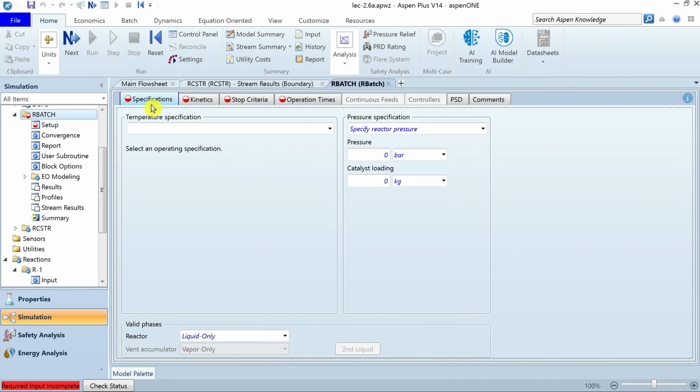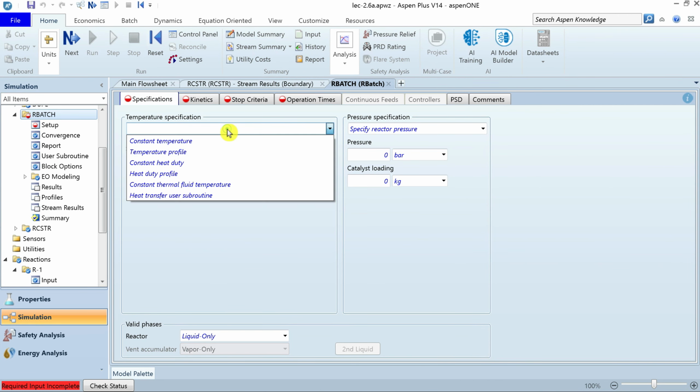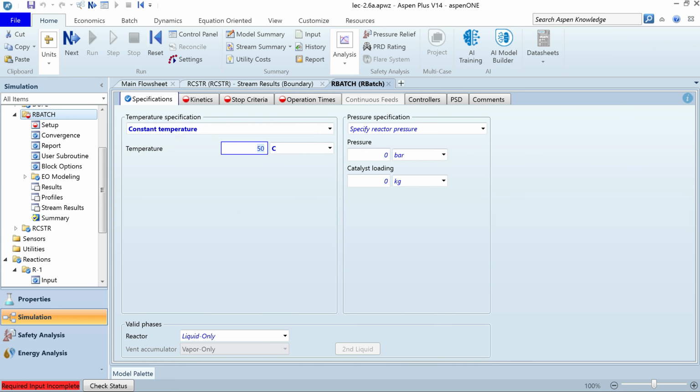As also discussed in the introduction section, the temperature specification for the batch reactor can be given as a fixed constant temperature, or a temperature profile along the time can be defined, or a fixed duty can be defined. This specification can also be used to define the adiabatic operation of the batch reactor. Alternatively, a time dependent heat duty can be defined, or a constant thermal fluid temperature can be defined. Let's choose a constant temperature of 50 degrees Celsius.